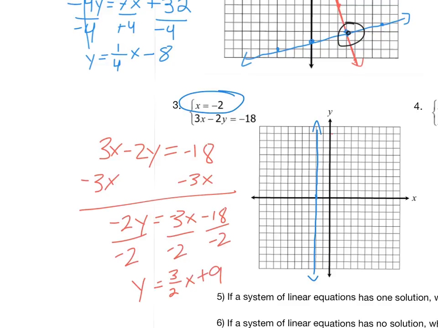Okay, so 9 is right here. And our slope is 3/2. So we'd go up 3 to the right 2, or we go down 3 and to the left 2. And that right there would already give you your answer, which is going to be, it looks like it's -2, 6. That's it. That's your solution.